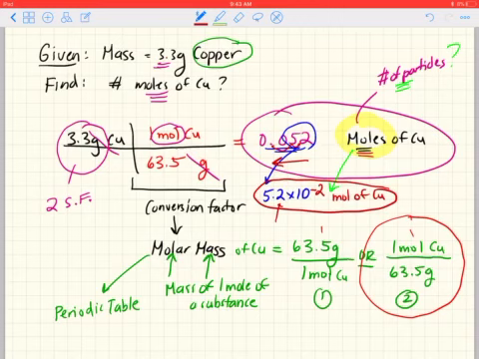And there you have it. So that is how you use molar mass with the factor label method to solve question number 1 on worksheet number 1.